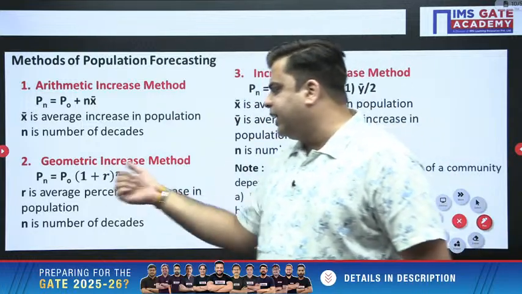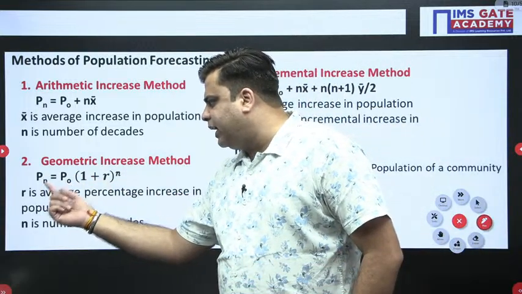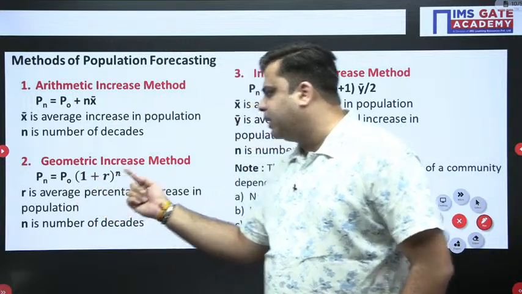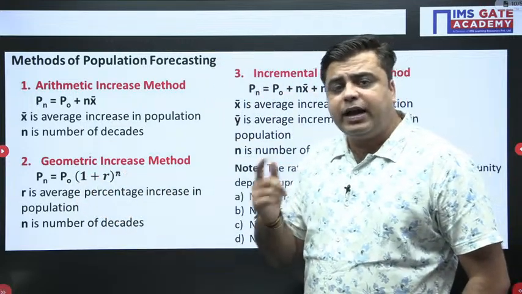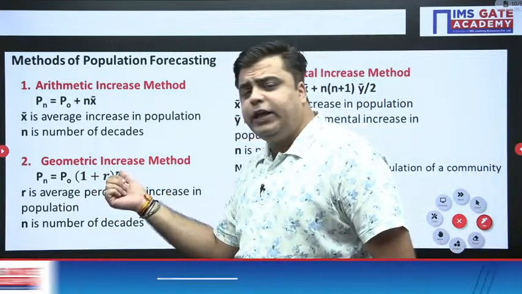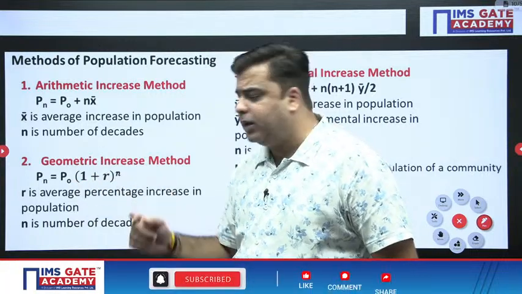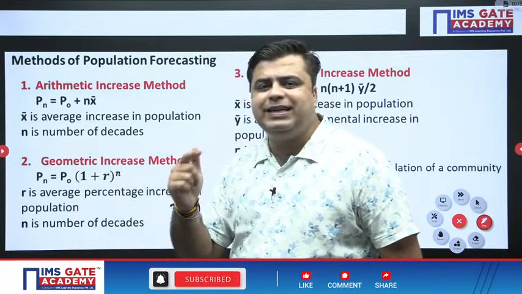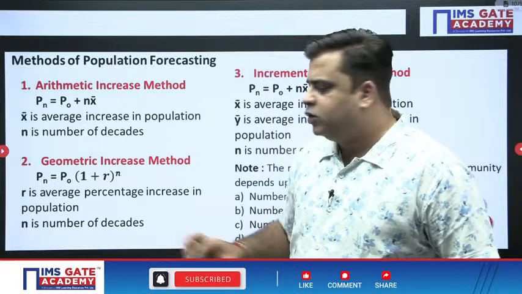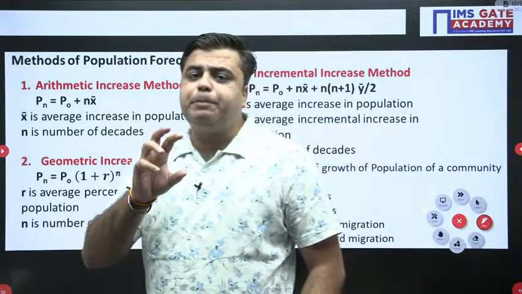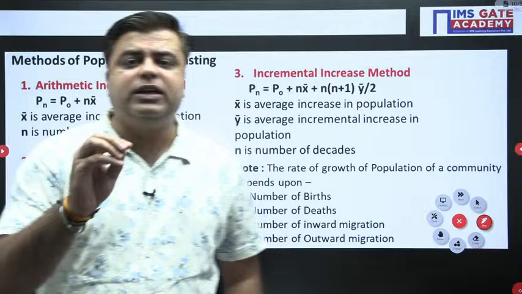As per the geometric increase method, population after n decades is equal to P naught into (1 plus r) raised to the power n, where again n is the number of decades, P naught is the last known population, and r is the percentage rate of growth of population. So in this method, we assume that the percentage rate of growth of population is constant.